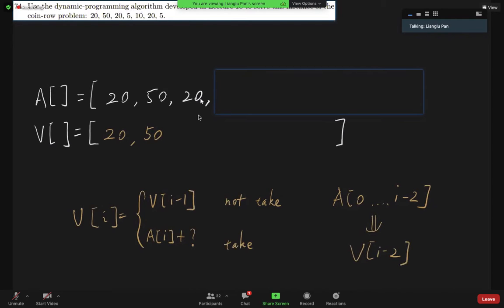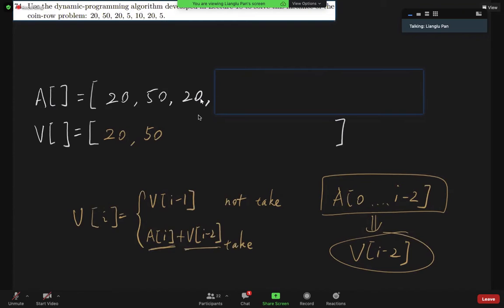If we are taking the coin Ai, then we cannot take Ai-1, but we can take Ai-2 if we want. So we are trying to find what's the maximum amount of money we can take from index 0 to index i-2. And it looks like we've already solved the problem. We should have Vi-2 as the value we are interested in. So I'll put it here, saying that if we are taking that coin, then the maximum amount of money would be the value of the coin we are taking, and also the best combination that we found 2 rounds ago.